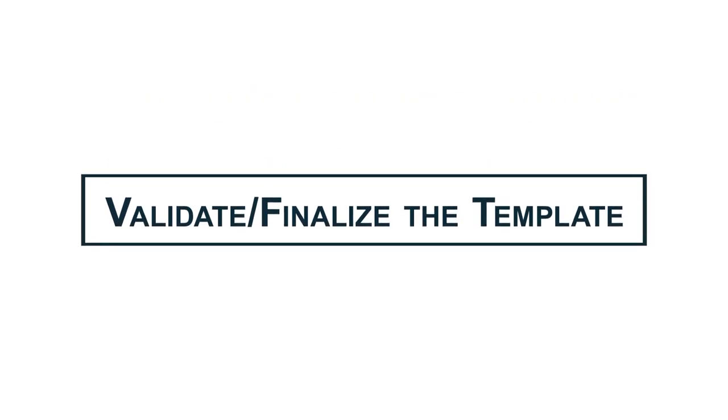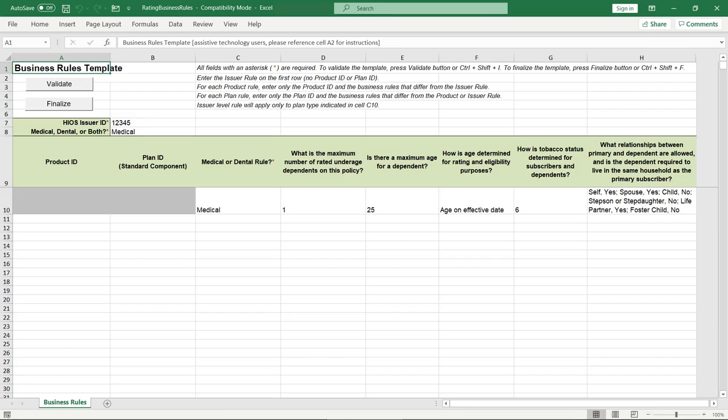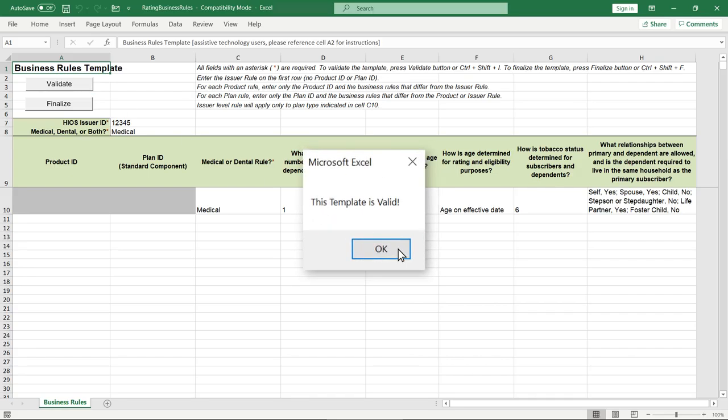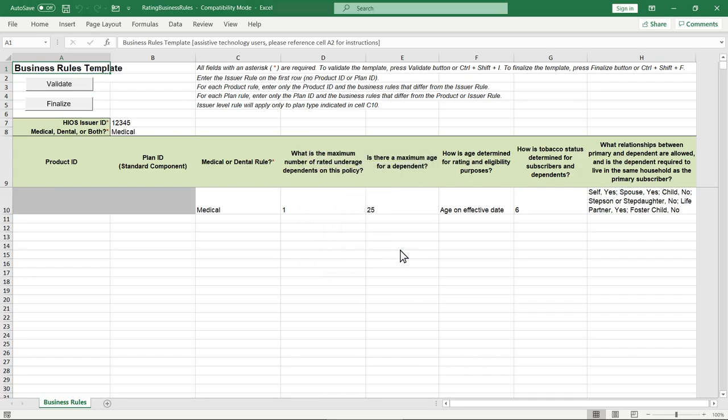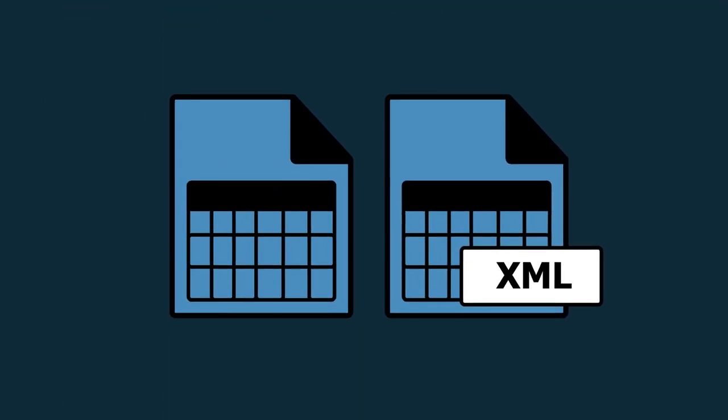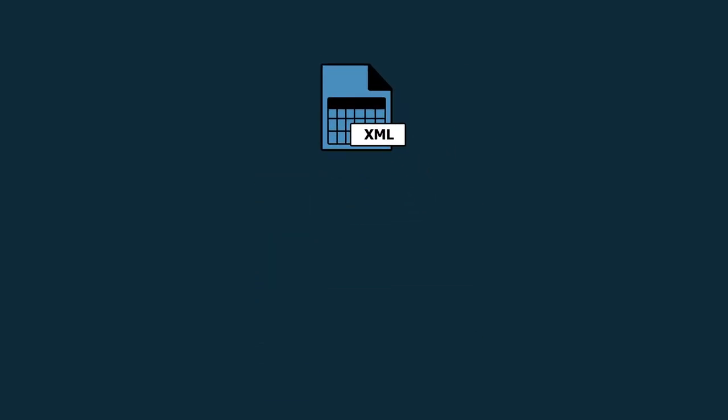Now let's validate and finalize the template. Once you have completed the template, click the Validate button in the top left corner of the worksheet. Any data issues in your template that need to be resolved will be displayed. Correct these and click the Validate button again. Continue this process until all errors have been resolved. Once the template is valid, click the Finalize button to create an XML that will be automatically saved in the same folder as the template. The XML extract is the file you will submit as part of your QHP application.